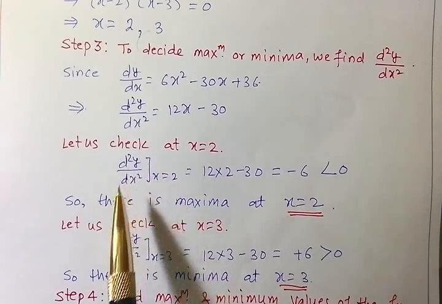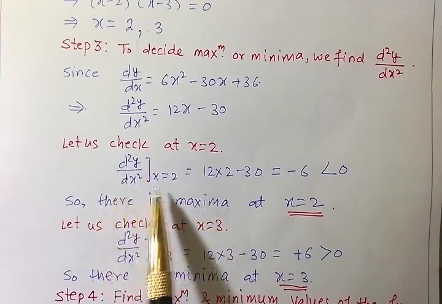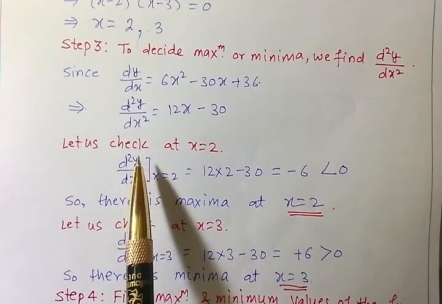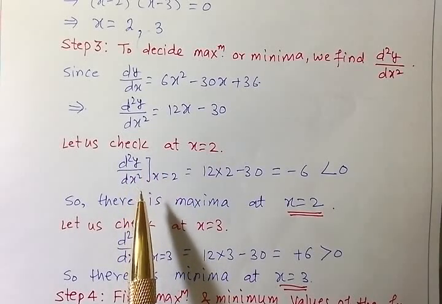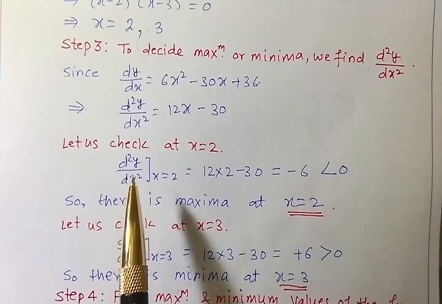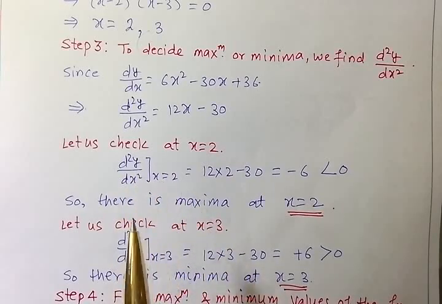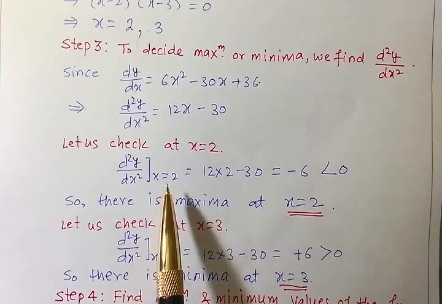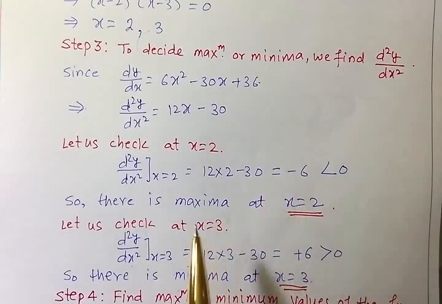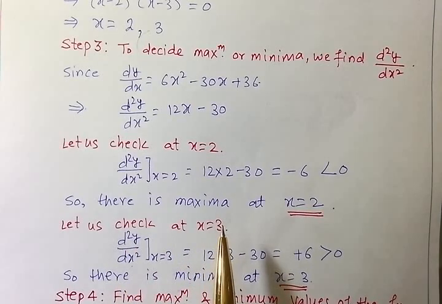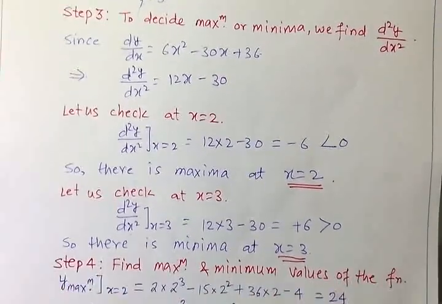Now how do you read this part? I explain it again. d2y by dx square, the single bracket is read as 'at'. So d2y by dx square at x is equal to 2. At x is equal to 2, the value is negative. That means there is maxima at x is equal to 2. Let us check at x is equal to 3 also. Substituting x is equal to 3, 12 into 3 is 36, minus 30 is plus 6. So it's positive, greater than 0. So there is minima at x is equal to 3.